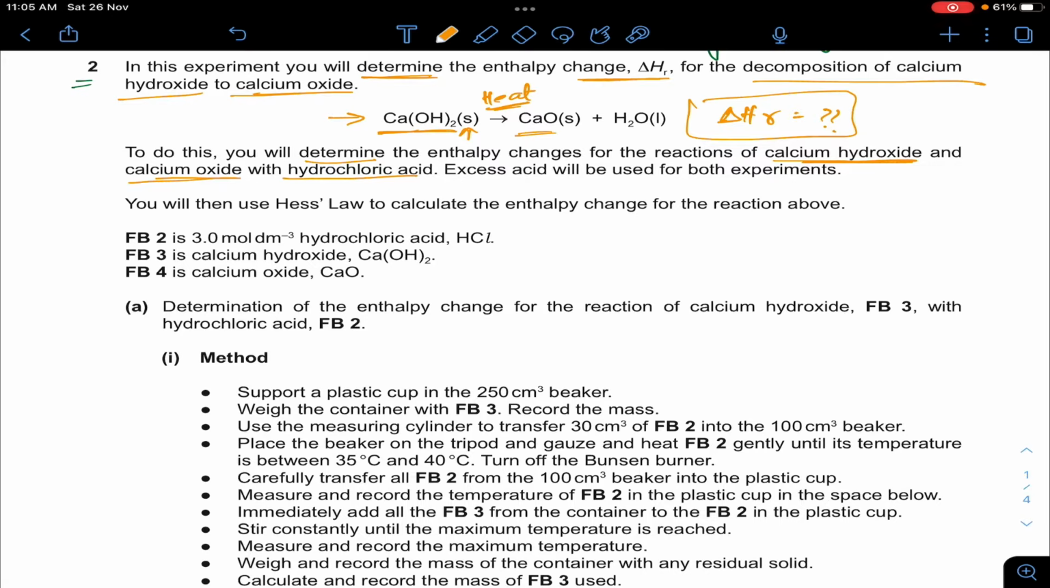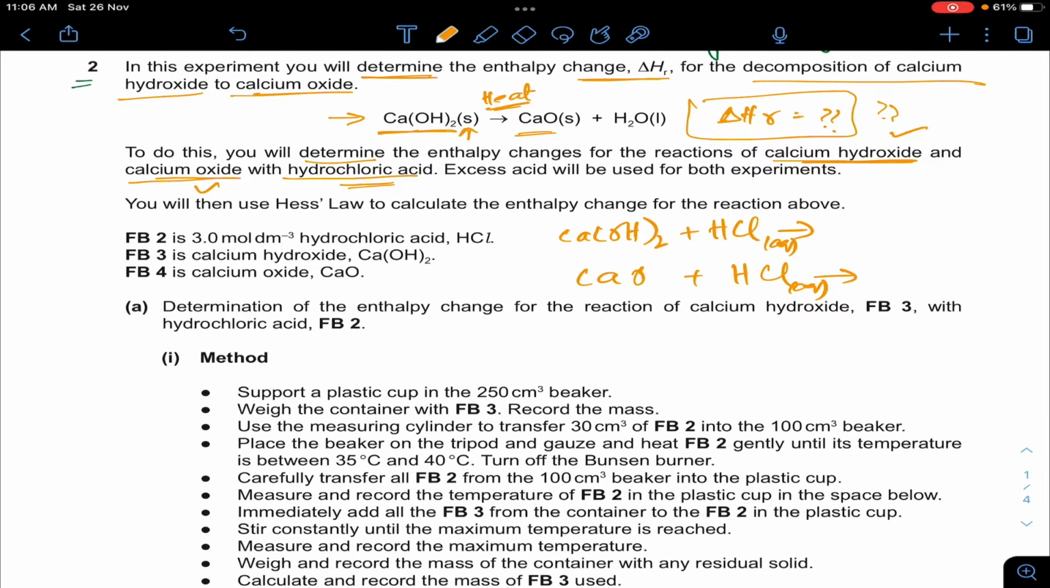So to calculate the delta HR for this reaction, we are reacting calcium hydroxide and calcium oxide with hydrochloric acid. So alternative reactions are calcium hydroxide reacts with hydrochloric acid. We are going to measure the delta HR for this reaction. And calcium oxide reacts with hydrochloric acid. This we are going again to calculate the delta HR. And it is easier to calculate the delta HR for these two reactions because these reactions are happening in solution. So we can measure the temperature changes in solution by putting the thermometer in the solution.